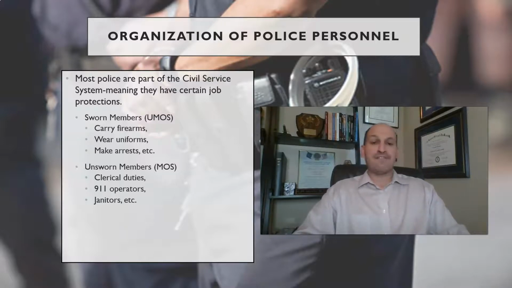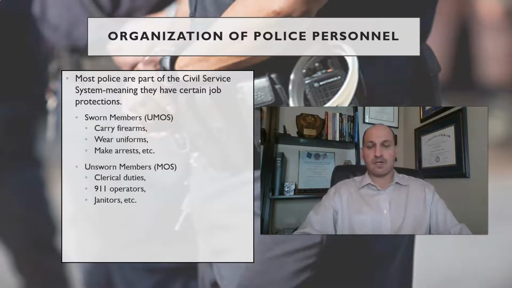So a police department could have 50,000 people, like the NYPD does, with 35,000 sworn members and 15,000 unsworn members. Sworn members are individuals who are sworn law enforcement officers. They carry firearms. They can wear uniforms, sometimes they don't if they're detectives or in a plainclothes unit. They make arrests, right? They write summonses. They're sworn law enforcement officers.